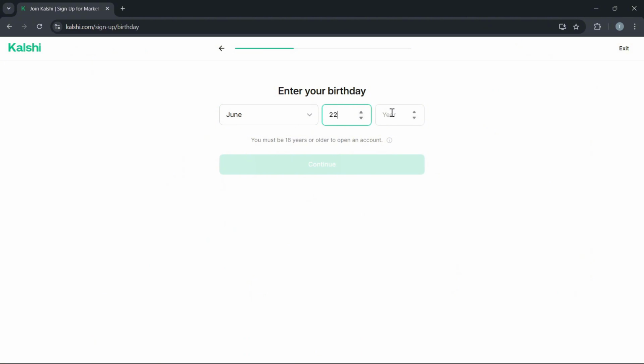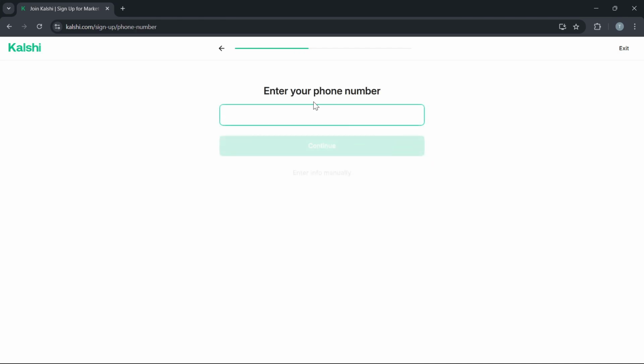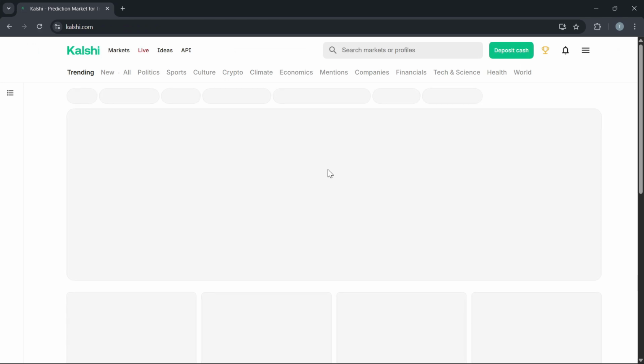Step 2. Verify your identity next. Submit your personal details like your legal name and ID. Verification usually takes a few minutes, but in some cases it can take longer.